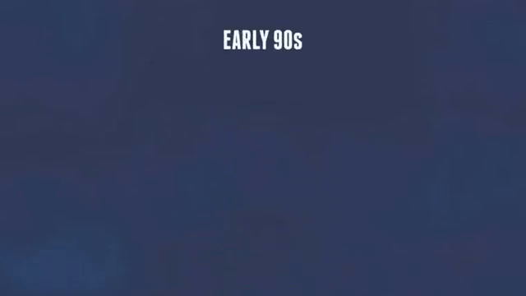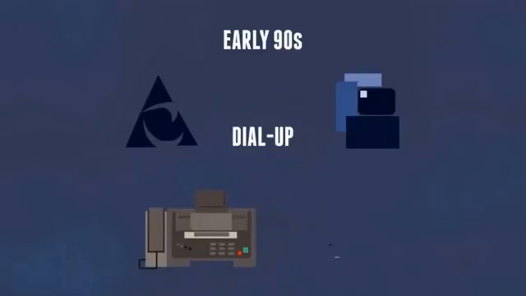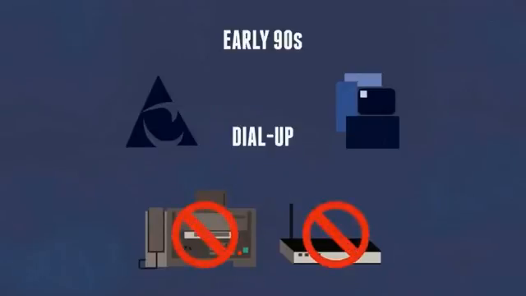In the early 90s, companies like AOL and CompuServe were starting to provide dial-up internet access. Dial-up is a method of connecting to the internet via a telephone line. Your telephone line was plugged into a modem, and the other end was plugged into the phone jack. There was a period in history where you couldn't use your telephone and the internet at the same time.